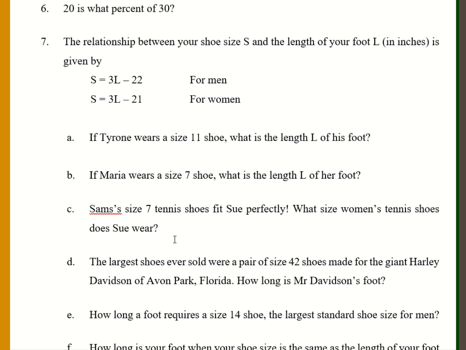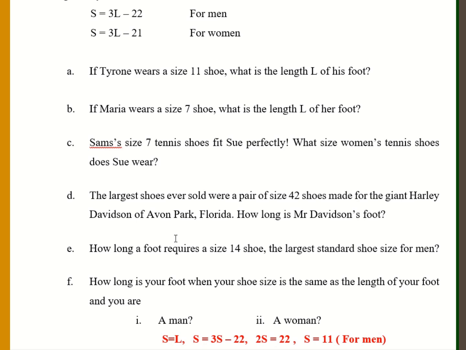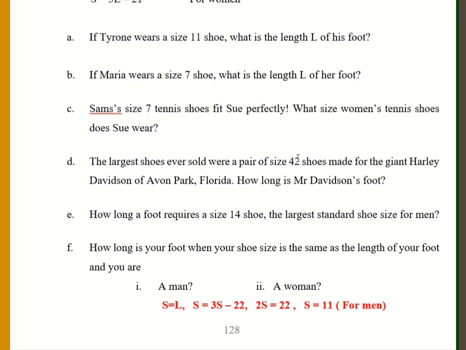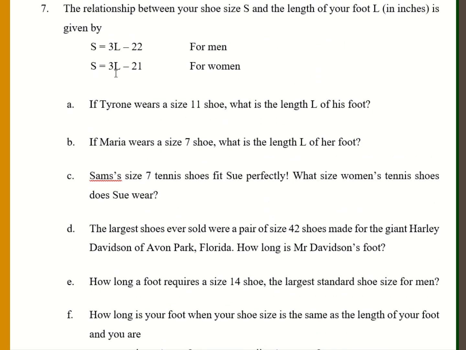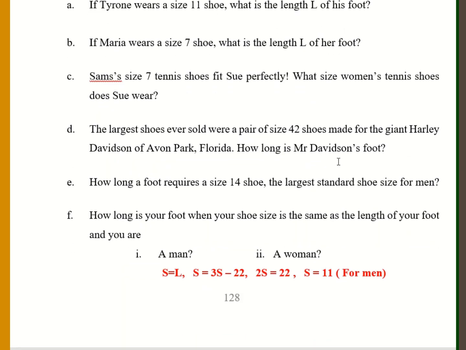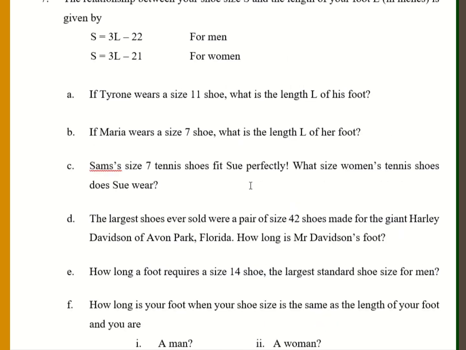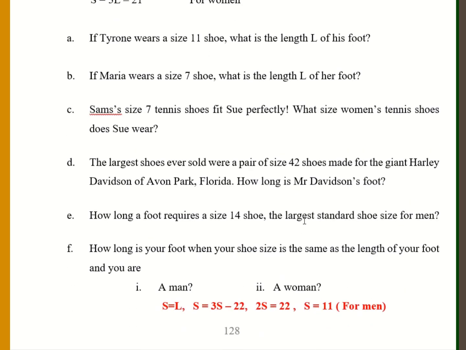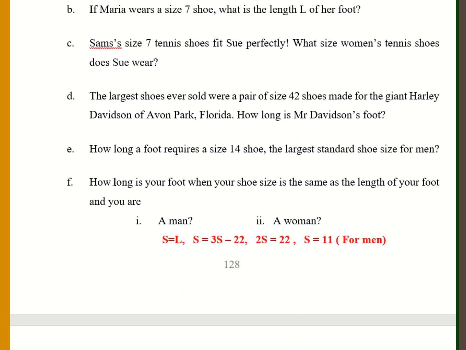The largest shoes ever sold were a pair of size 42 shoes made for the giant Harley Davidson of Avon Park, Florida. How long is his foot? So you substitute 42 into the man equation and you find the length. So that's not a problem. How long a foot requires a size 14 shoe for men? So you substitute the 14 here and find the length. How long is your foot?